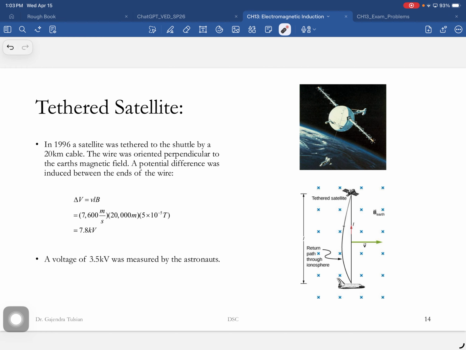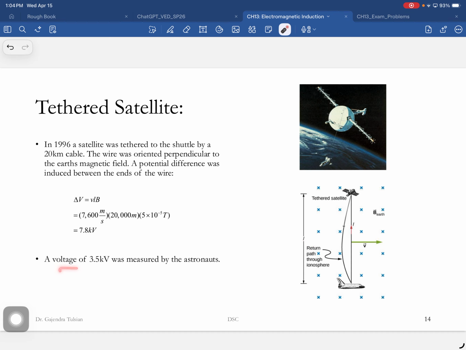And the shuttle, of course, goes at about 8 kilometers a second. It used to go 8 kilometers a second. The length of the metal rod is 20 kilometers. And what is this magnetic field? That's the Earth's magnetic field, about a little less than half a Gauss. And so the voltage induced should have been about 8 kilovolts. And 3.5 kilovolts was observed. Some charge leaks out in the ionosphere, in the atmosphere.